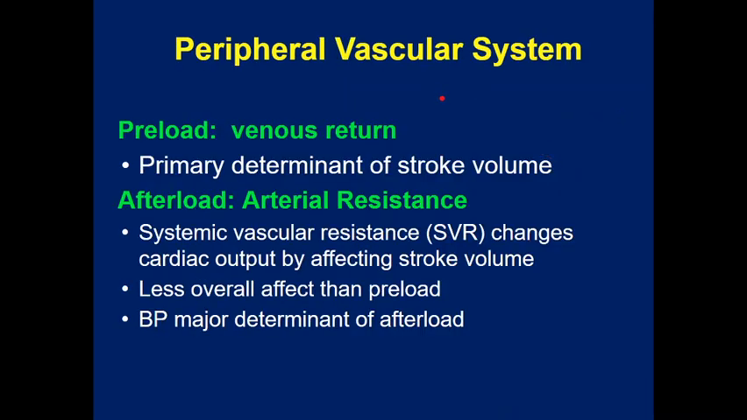Just to remind you of preload and afterload terms: preload is the venous return, the load exerted on the heart before contraction, and afterload is from arterial resistance, the resistance the heart has to work against to eject blood. Preload is a big determinant of stroke volume, and if arteries constrict, that increases afterload, which can decrease cardiac output. Afterload is reflected in our blood pressure.